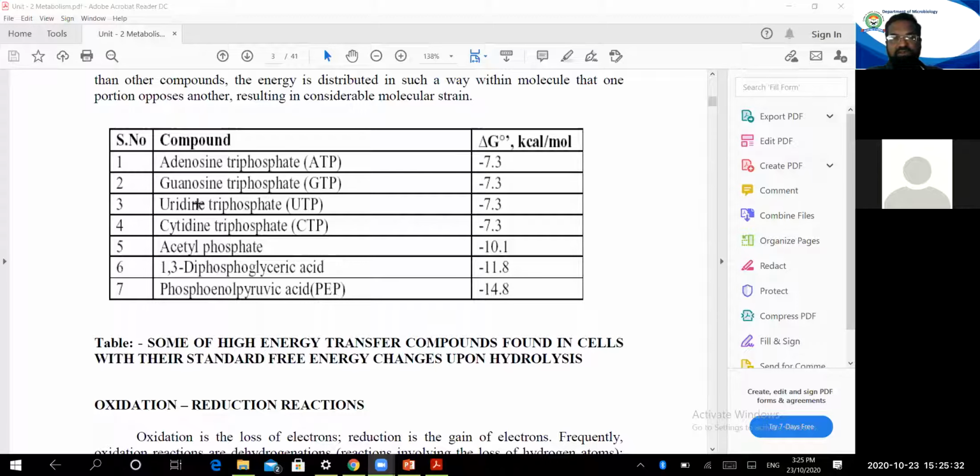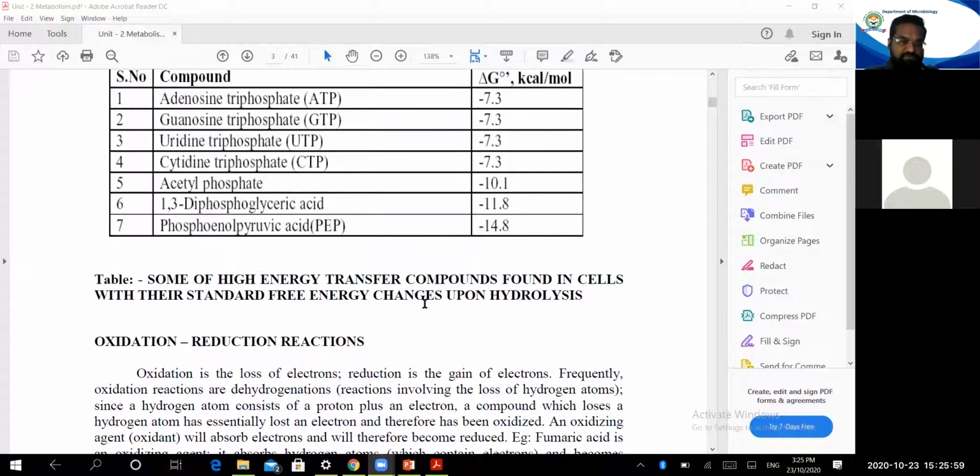So you will be coming across many of these molecules. Just remember that these are energy transferring molecules. They may act as an energy transferring molecule during the biochemical reaction, from catabolic reactions to biosynthesis, and vice versa, biosynthesis to catabolic reactions. How it happens, we'll see in the pathways in detail.